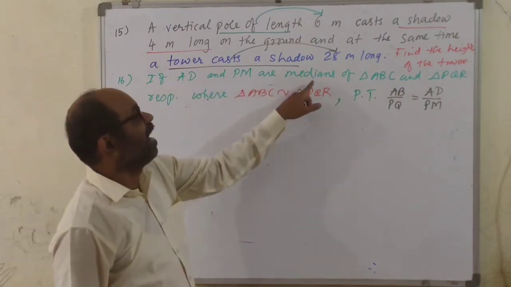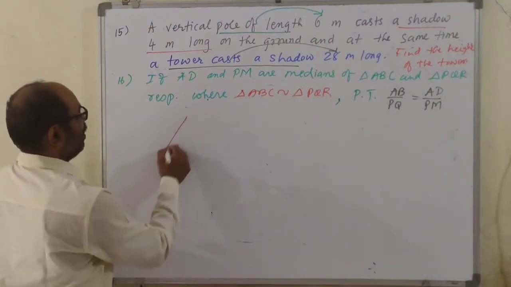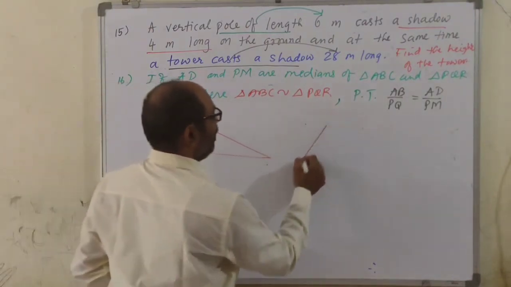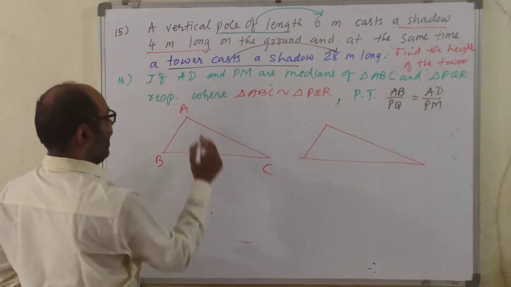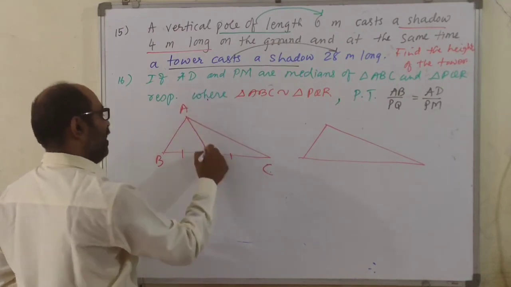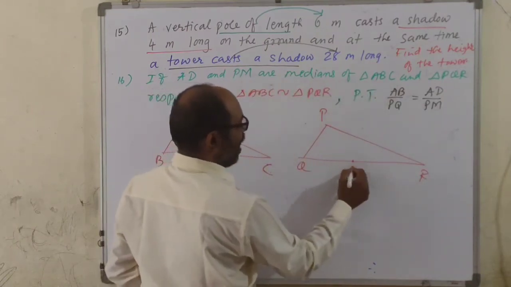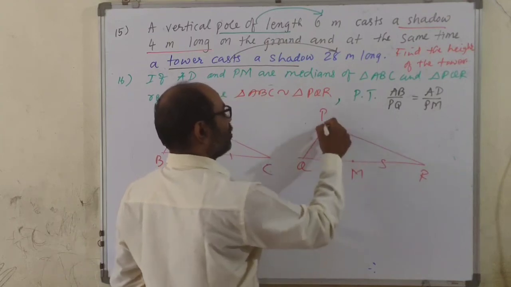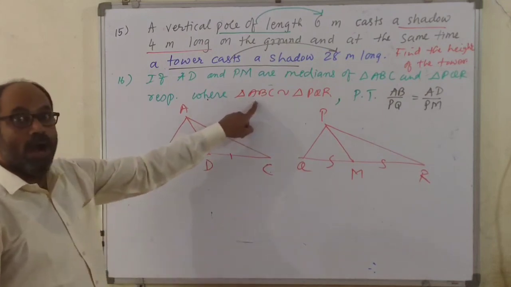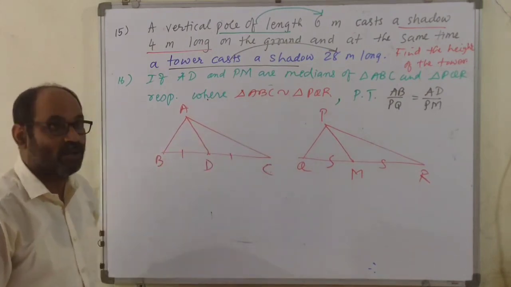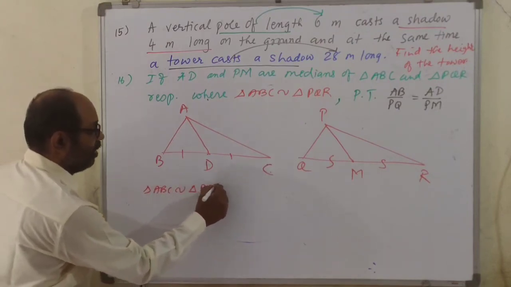AD and PM are medians of triangle ABC and triangle PQR. Now, this is third time I think ये starting का statement common है. A, B, C, A, D. So D has to be the midpoint. AD is median. P, Q, R, and what is the median? PM. M is the midpoint of QR. So PM is the median. Alright. And triangle ABC is similar to triangle PQR. वो similarity है. That is in the data.